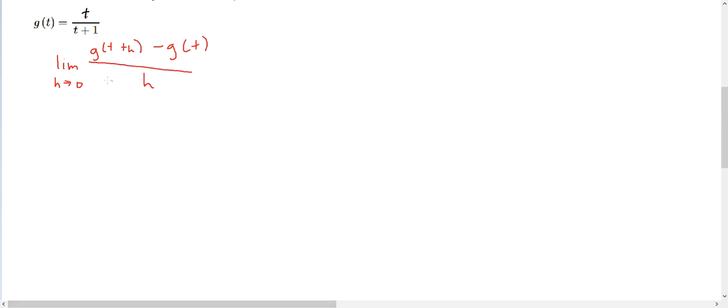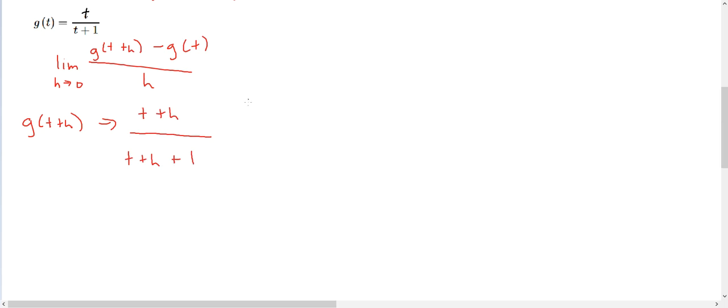So now we need to find out what our g(t plus h) is going to be. So we can write g(t plus h) on the side here. Now we're just going to plug in wherever we see a t in our original function, we're going to plug in a t plus h. So our numerator is going to turn into t plus h. Our denominator is going to turn into t plus h plus 1. This was originally a t, and this was also originally a t. So we just plugged in a t plus h.